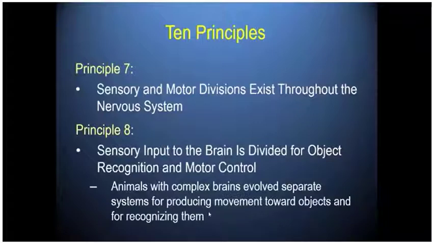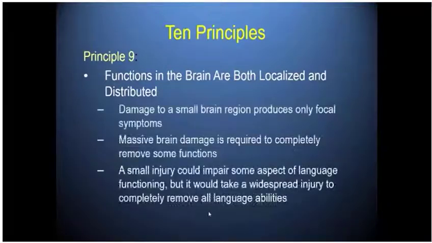The sensory input is divided up into figuring out what the object is, and then motor is controlling our interaction with it, and we'll talk about this as we get to somatosensory and movement. Now the brain, as it's functioning and processing, has places where certain functions are very localized. However, for that localized functioning to occur, we recognize the importance of multiple areas of the other parts of the brain that feed into that area.